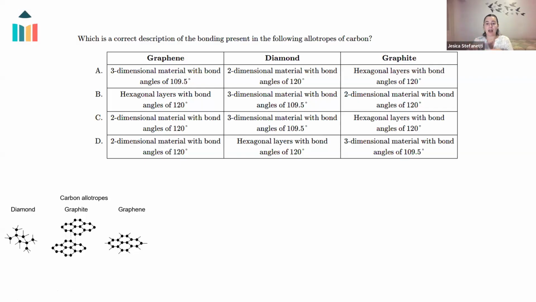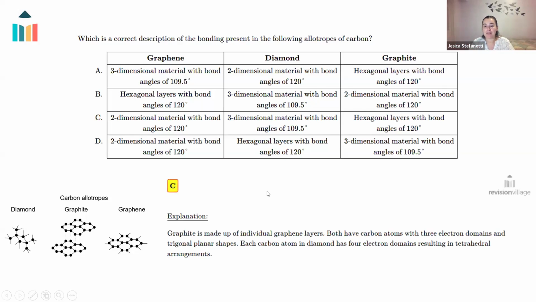Finally, for graphite, we have these hexagonal layers, such as in the case of graphene, but we have layers over one another, weakly attracted to one another, that can slide over each other. So the correct answer here will be the description stated in C.